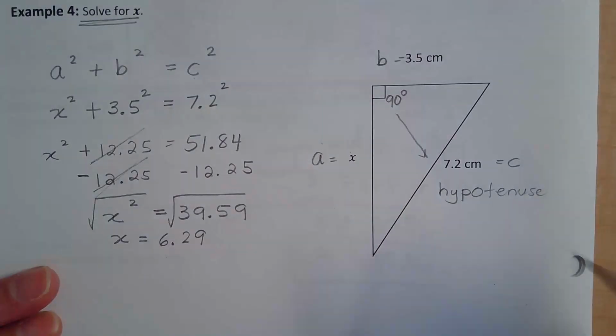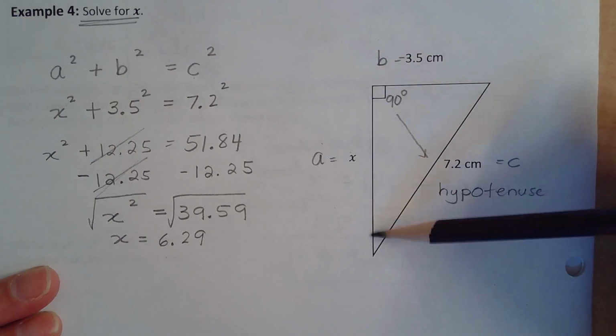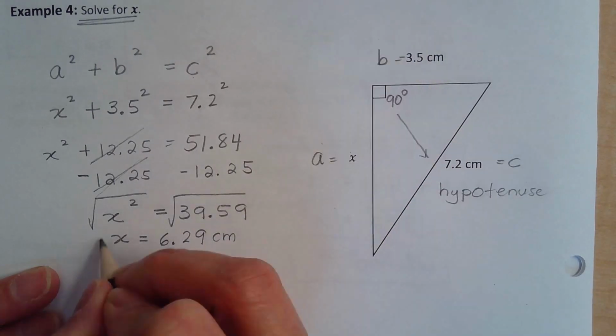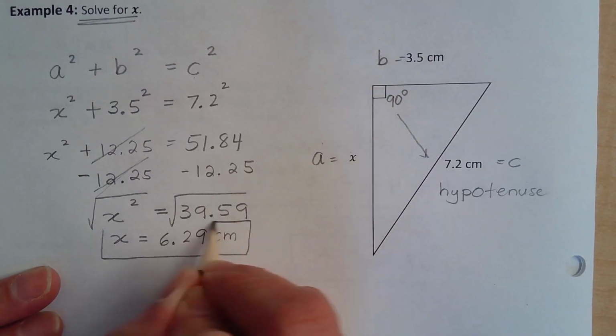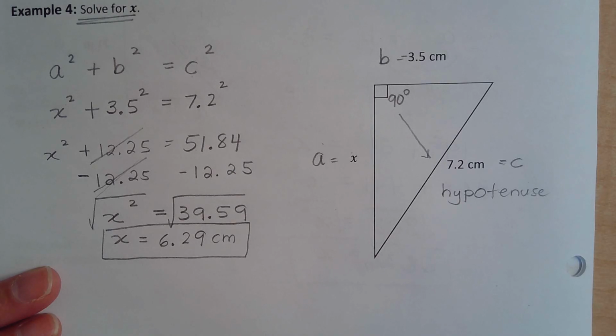Okay, so that's telling us that this is 6.29 and we have to put the unit. Yeah, thank you. Centimeters, and that's our final answer. Is that okay?